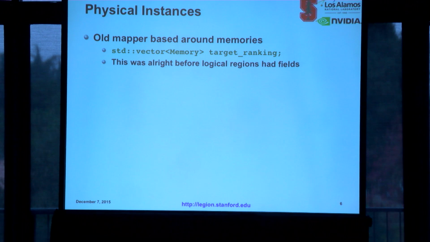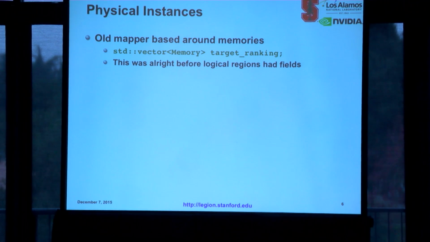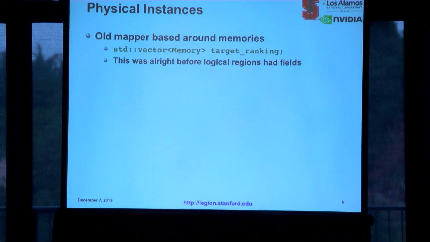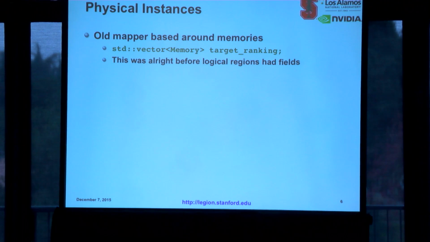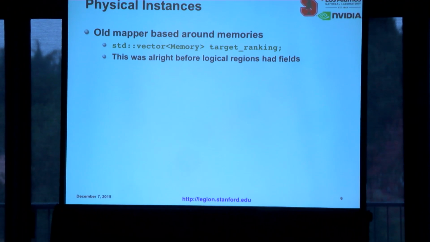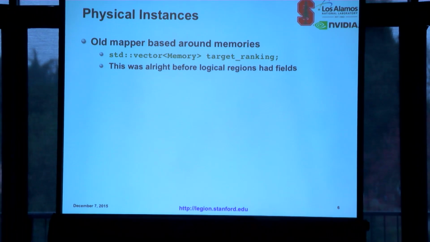OK, so there's another philosophical change to our new mapping interface that's worth talking about. Anyone that's actually tried to write a custom mapper for Legion in the past has sort of noticed that we used to do everything around this concept of memories. So, for example, in our mapping interface today, when you wanted to specify where you wanted to place your data for, say, region requirements on your tasks, you'd have to say, I want to put it in a sort of ranking of memories. So, try putting it in my local NUMA domain. If I can't fit it there, put it in my system memory. If I can't fit it there, put it somewhere else.